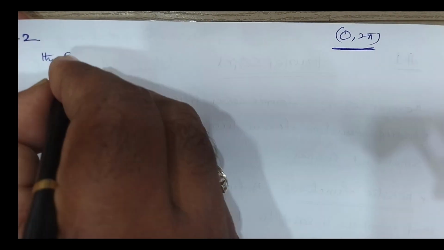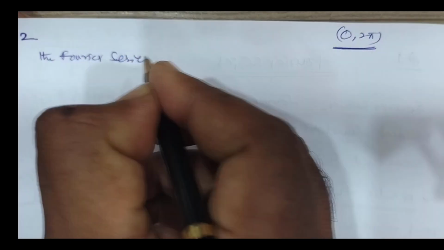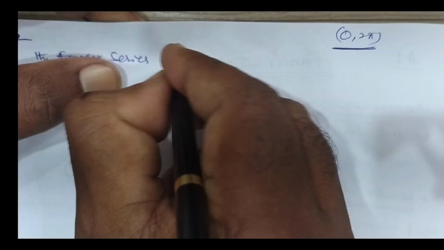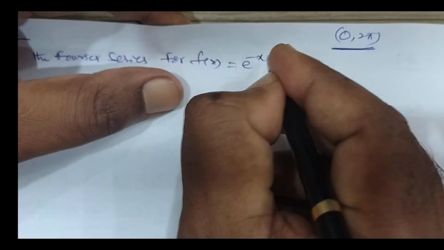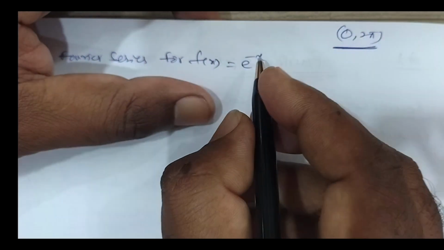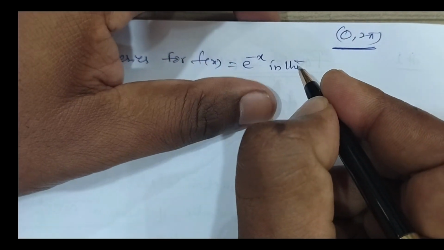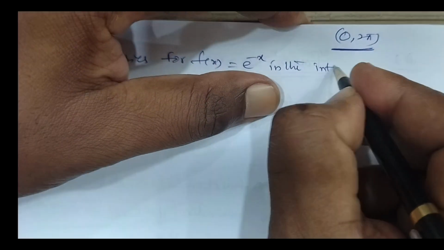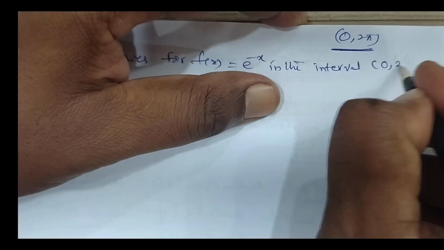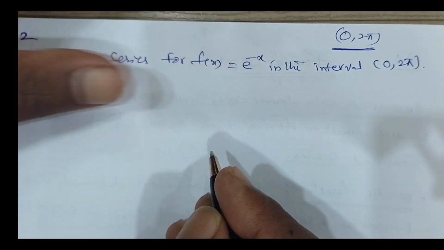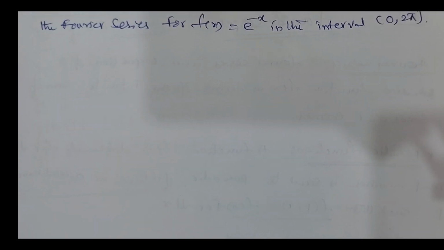the Fourier series for f of x is equal to e power minus x in the interval 0 to 2 pi. The first question in Fourier series. So how to solve this problem?